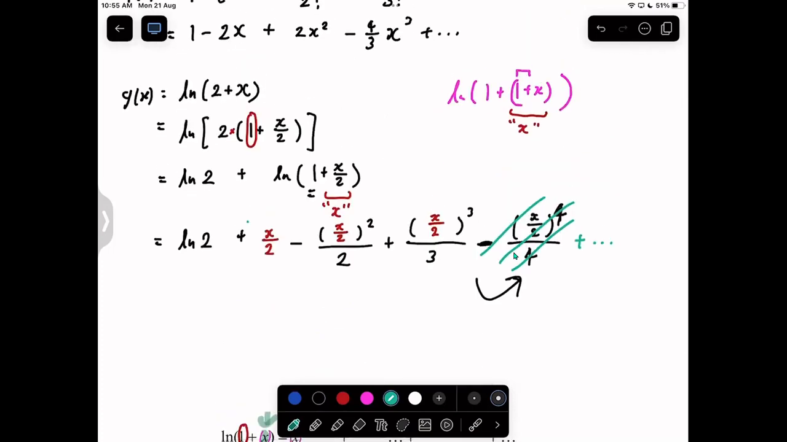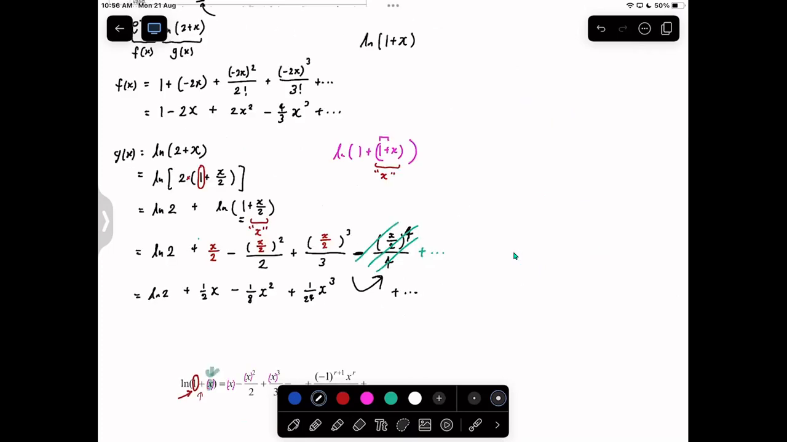Because it goes on forever. Very good. Now we clean up. So ln 2 plus half x minus x squared over 2 squared divided by 2. So that's 1 over 8 x squared. Right? Then x to the power 3 is 8. 8 times 3, 24. 1 over 24 x cubed. Correct?